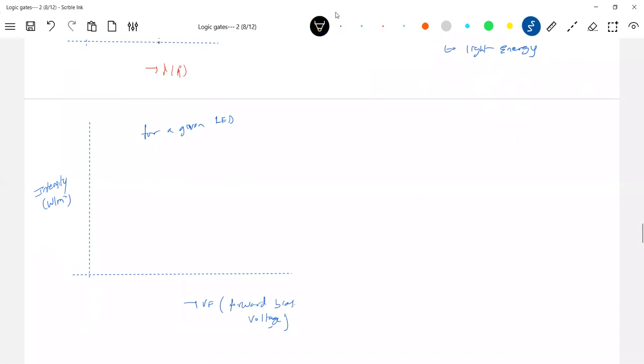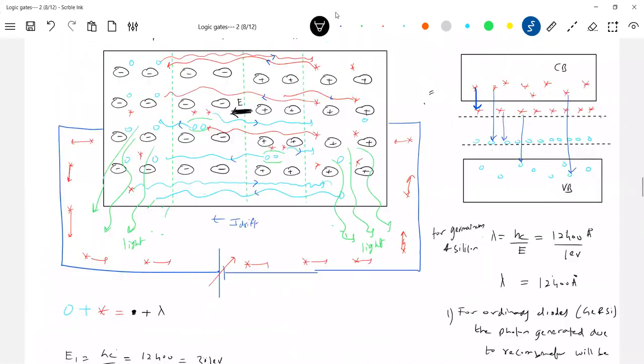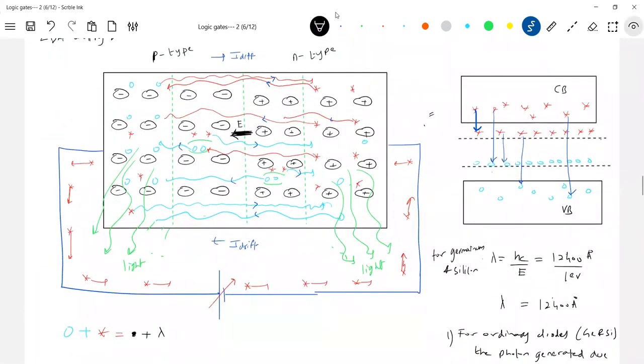So shall I summarize here? As the forward bias increases, the depletion region decreases, and more majority carriers will cross the junction. The number of majority carriers crossing the junction will increase, so more recombinations will occur. The number of photons emitted will increase, so the intensity of the LED will increase. Agree? Simplest way. No need to struggle.